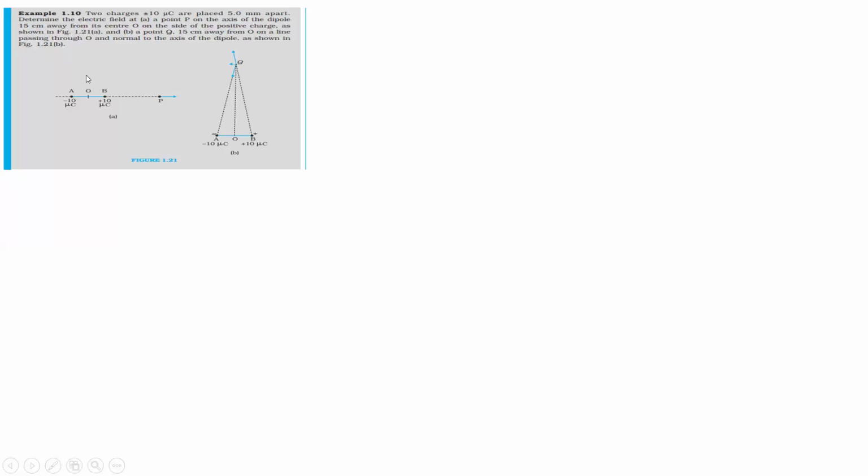Okay, what we have to find out, first we'll go through the question again. There, minus 10 and plus 10, two charges are separated. Once again, it is a dipole, but the separation between the charges, that is the dipole length, is 5 millimeter. We have to find the electric field at a point P, which is at a distance of 15 centimeter away from the center. That is, center is O, and O to P distance is 15 centimeter.